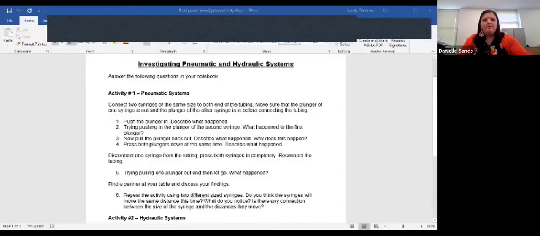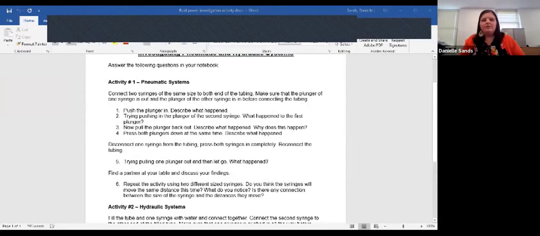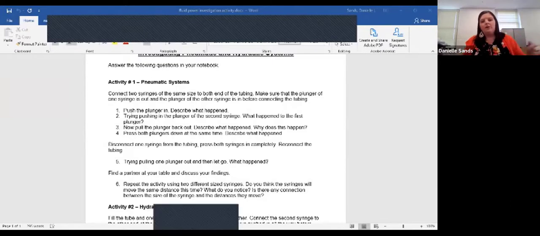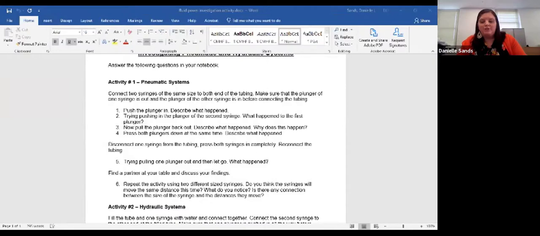Okay. So this one has you connect two syringes of the same size to both ends of the tubing. And like I said, if you have a really long piece of tubing, you can cut it into thirds or cut it in half if one of you just wants to do the activity right now. And I promised Pandora I would send some more tubing. I didn't have as much as I thought when I put the kits together. So you will be getting some more tubing, because this tubing that we're using today, we're going to have to use it for multiple activities.